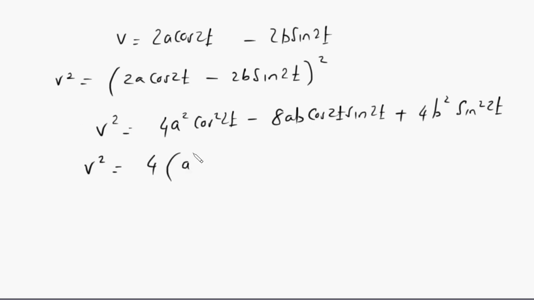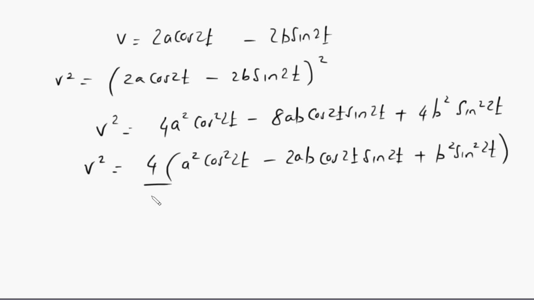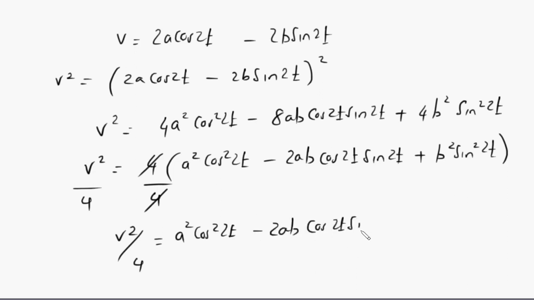What I'm going to remain with is a squared cos squared 2t minus 2ab cos 2t sine 2t plus, here I'm going to remain with b squared sine squared 2t. So I can divide by 4 on this side and on this side. So my v squared over 4 is just going to be equal to a squared cos squared 2t minus 2ab cos 2t sine 2t plus b squared sine squared 2t.